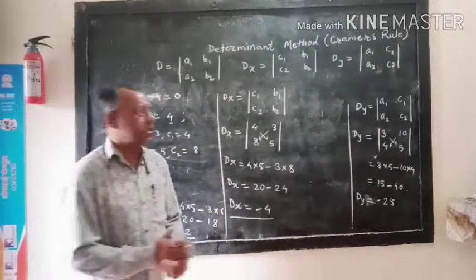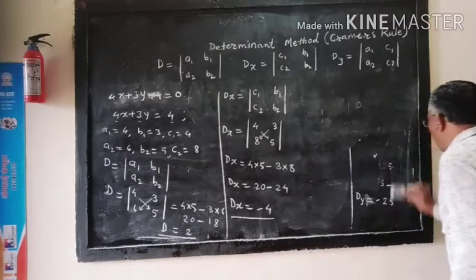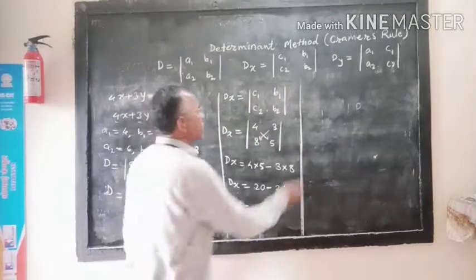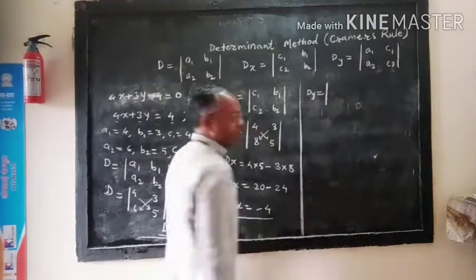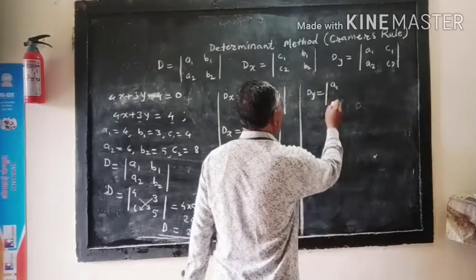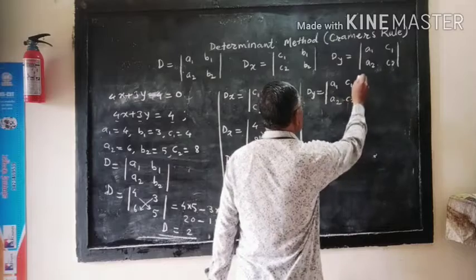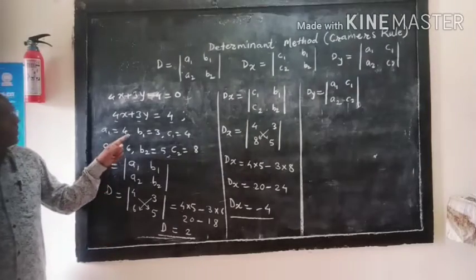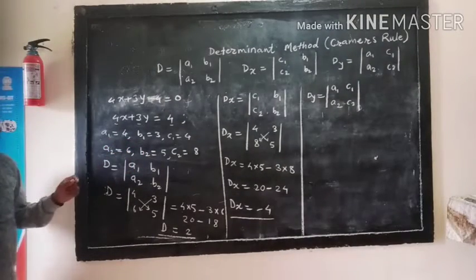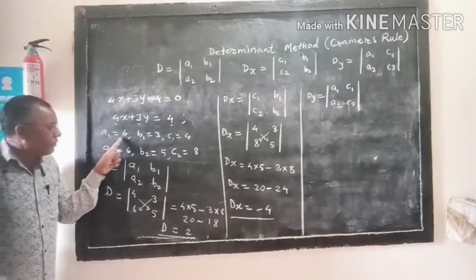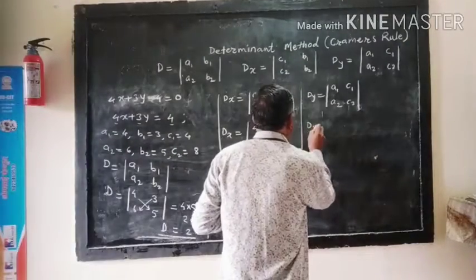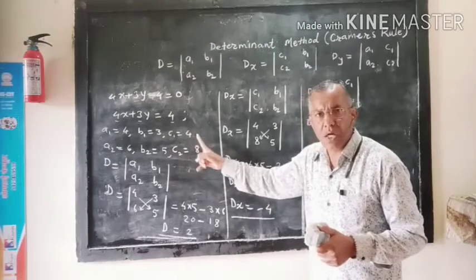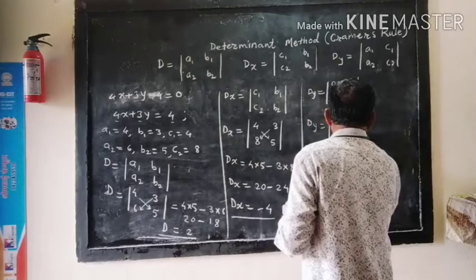Now, boys and girls, my dear friends, we have to find the value of dy. And how to find the value of dy? Right here, d of y is equal to a1 a2 and c1 c2 in this way. Now we will substitute the value of a1, a2 and c1 and c2. What are the values of a1, a2? a1, a2 are 4, 6. d of y is equal to 4, 6. What is the c1, c2? Here, c1, c2, 4 and 8. I will write here 4 and 8.